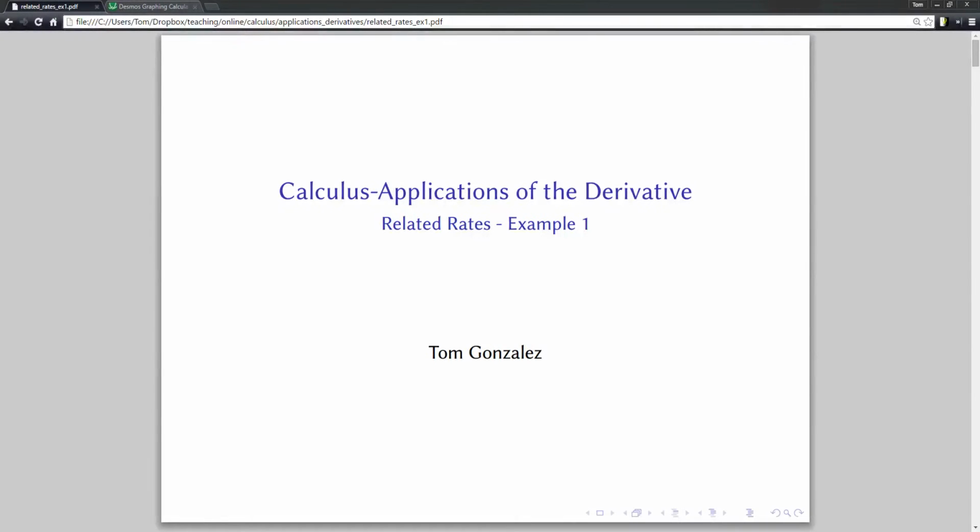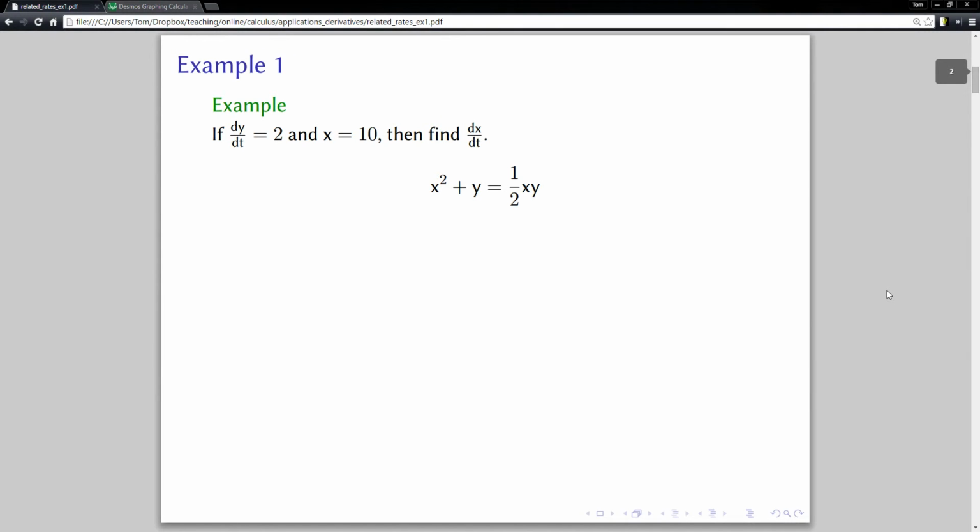In this video, we're going to talk about a related rate example. In this example, we've just got an equation, x squared plus y equals 1/2 xy, and they tell us if dy dt equals 2 and x equals 10, then find dx dt.